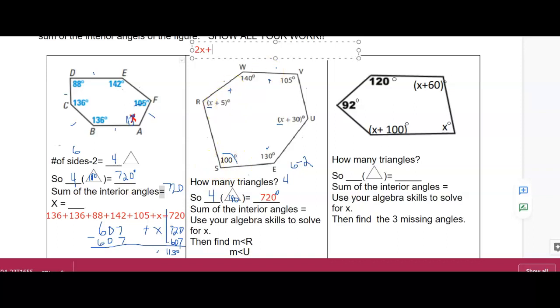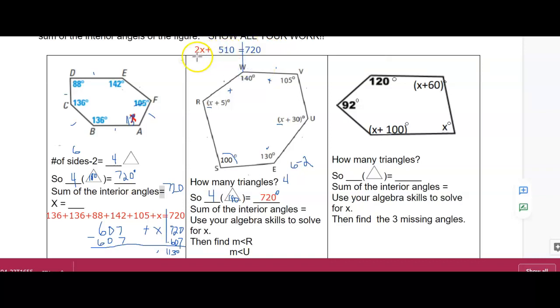Add those on your calculator. So first I just added my x's. Now I'm going to add my numbers. Go ahead and do that real quick. Okay, good. If you added 5 plus 140 plus 105 plus 30 plus 130 plus 100, you should have gotten 510. So 2 times x plus 510 equals 720 because we figured that out right here. 720. And now all you have to do is solve it.